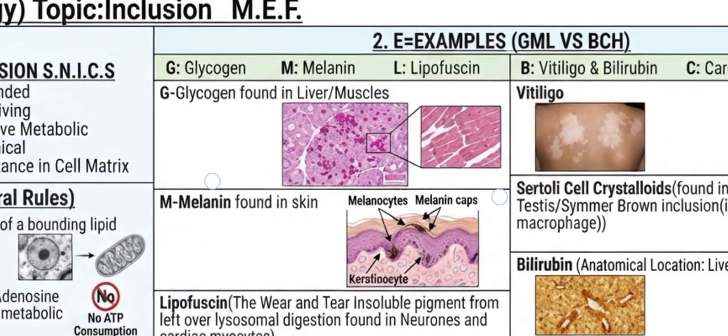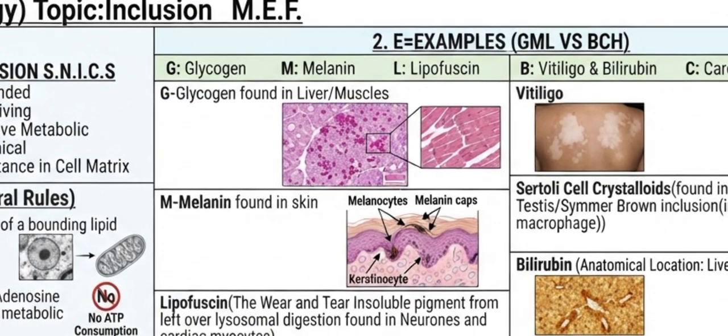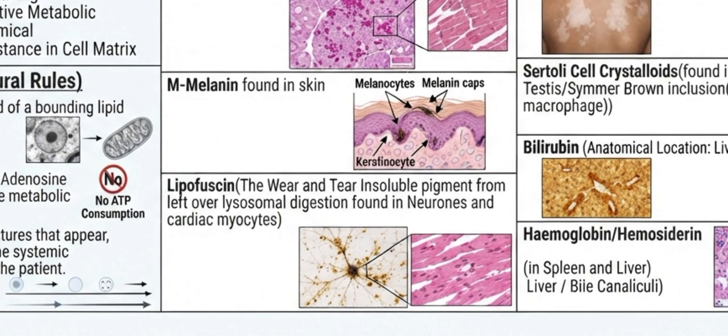The next one is melanin. Melanin is the black pigment on the skin of black people. You can see it in the diagram too. What do we say is inclusion? They are suspended, non-living, inactive metabolic chemical substances. So melanin is suspended in the skin.